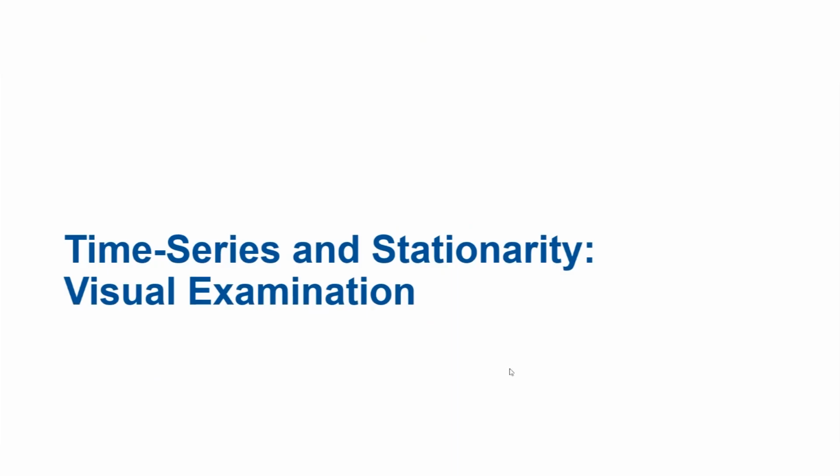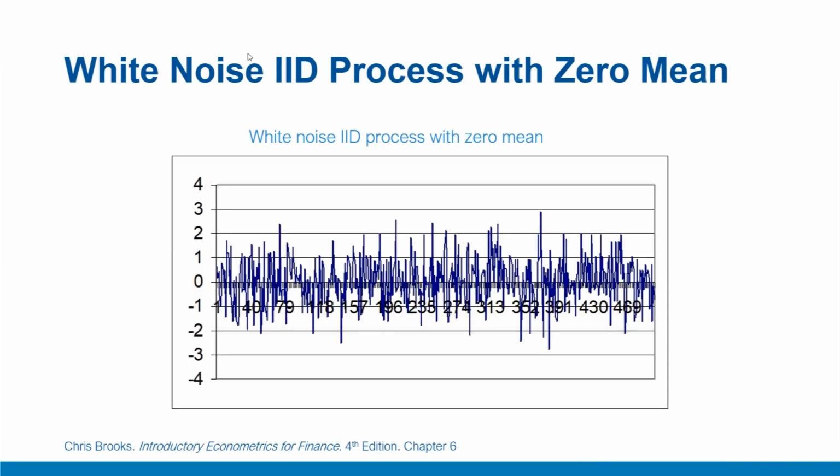In this video, we'll look at time series and stationarity properties, and try to distinguish between different processes through visual examination. Let us first look at this white noise process with zero mean. Notice how frequently this process fluctuates around its mean. It quickly comes back and forth around the mean. So this characterizes the white noise process with a zero mean.